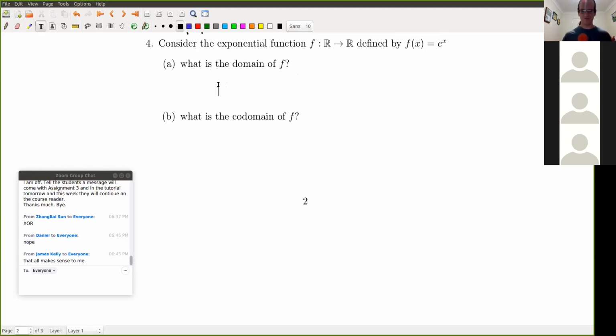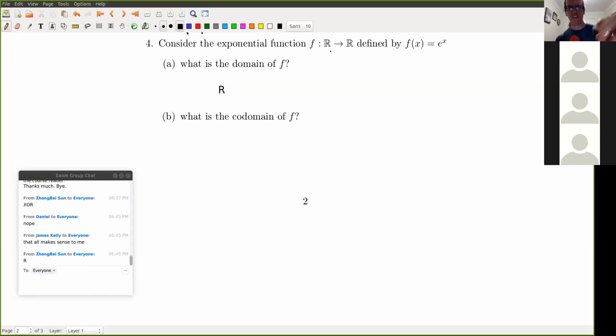So what's the domain of f? Anyone? Everyone? Who's brave? The reals? Yep. I'll just say R, but you know this one. So it's all in the definition. So that should be nice and easy.